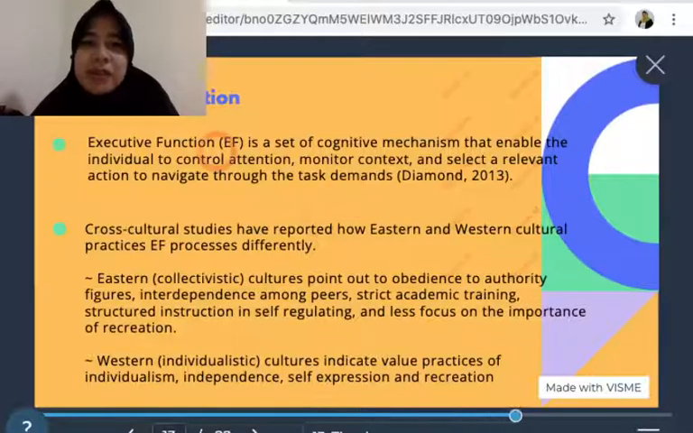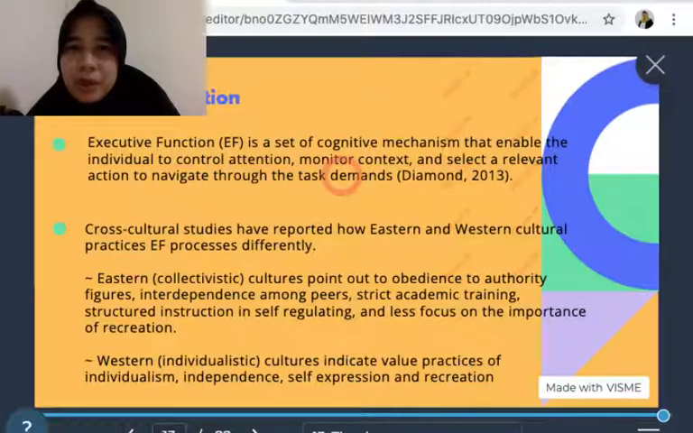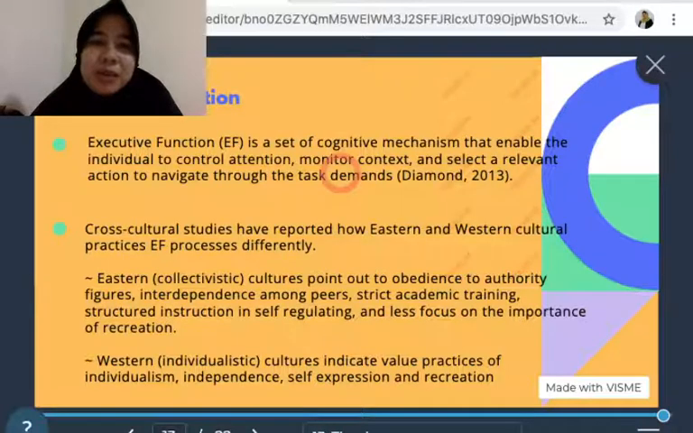Executive function, or EF, is a set of cognitive mechanisms that enable the individual to control attention, monitor context, and select a relevant action to navigate through task demands. Executive function processes are also one of the performance tasks in doing bilingual research, and there are several tasks for finding the EF mechanism. It is considered one of the ways to find the cognitive competence of bilingual and monolingual speakers.